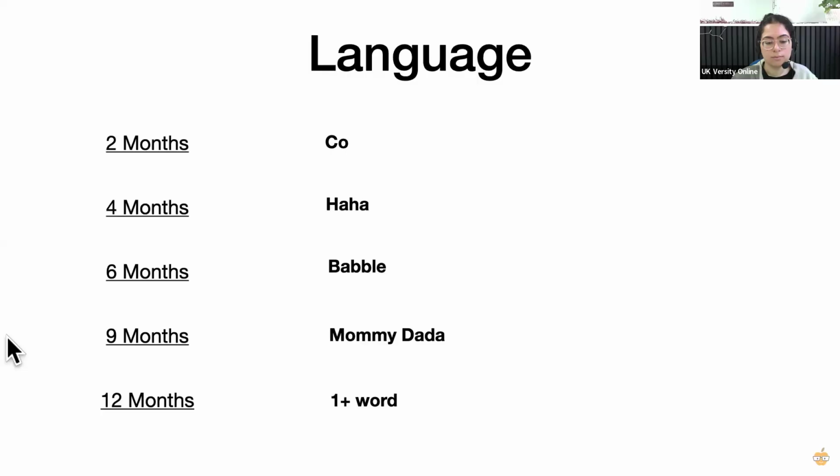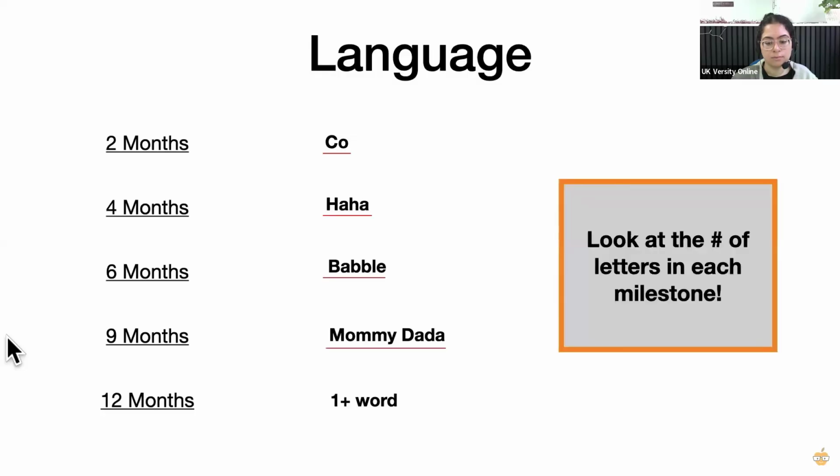So this is really easy to remember because for language, you just look at the number of letters in each of these milestones. At 2 months old, they coo, C-O, that's 2 letters. At 4 months old, they laugh, they say ha ha, that's 4 letters. At 6 months old, they babble, babble has 6 letters. At 9 months old, they can say mommy, dada, that's a total of 9 letters. And when they're 1 year old, they can say 1 or more words.